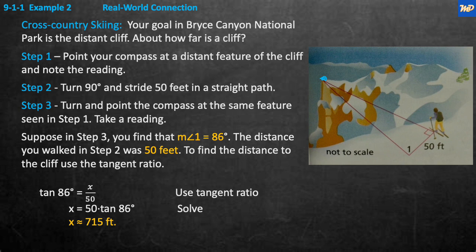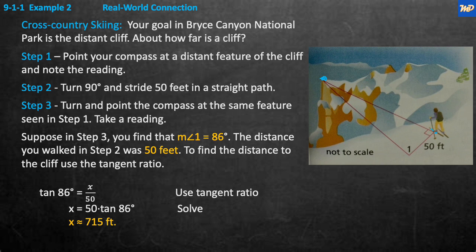So step one, it says, point your compass. The guy's standing here, and he says, point your compass at the distant feature. So point your compass over here. We don't care whether it's north, south, east, or west. We just want to point it and get an angle and set this up so we have a zero line. And then it says, note the reading. I guess you could set it to north or however you want to adjust it, but note the reading.